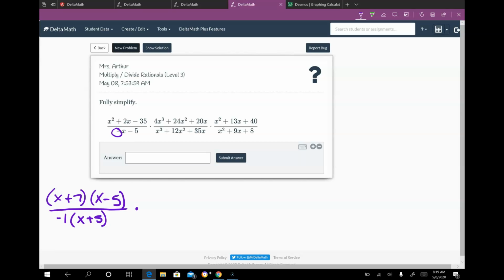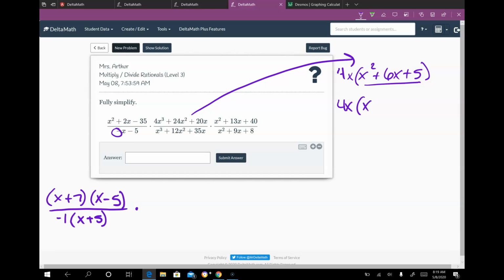Times, this one right here has a GCF factor. Okay, so we're going to come over here and do a little side factoring with it. So everybody's divisible by 4, so I'm going to pull a 4 out. Everybody also has an x, so I'm actually going to pull a 4x out. And I'm left with x squared plus 6x plus 5. That is factorable. 4x times x plus 5 and x plus 1. So now I'm going to take this and put it down here.